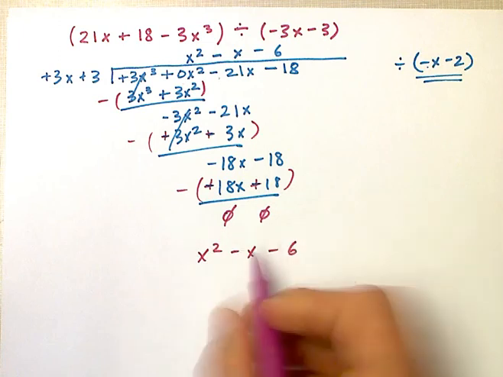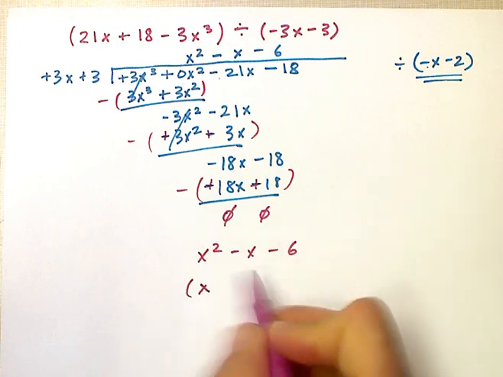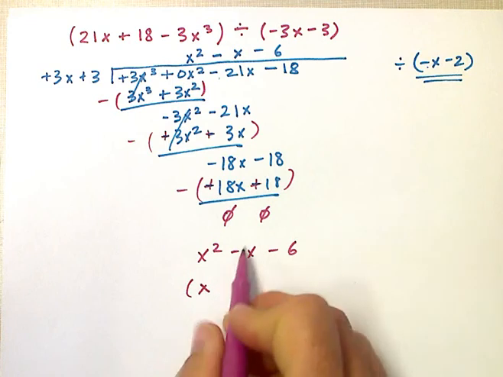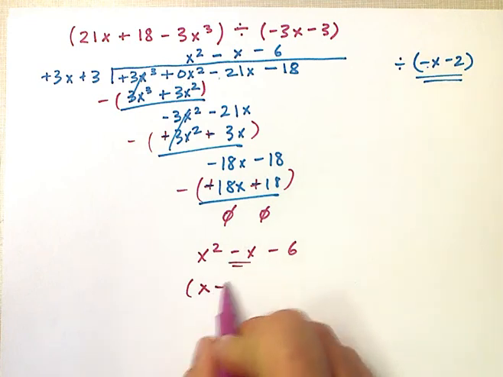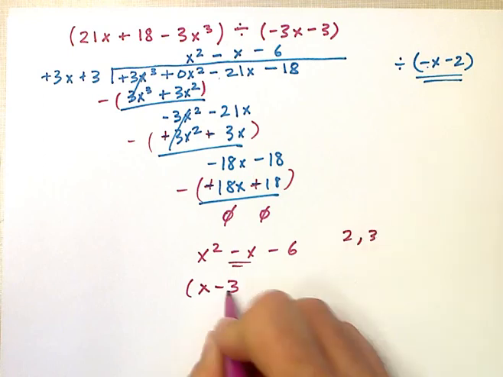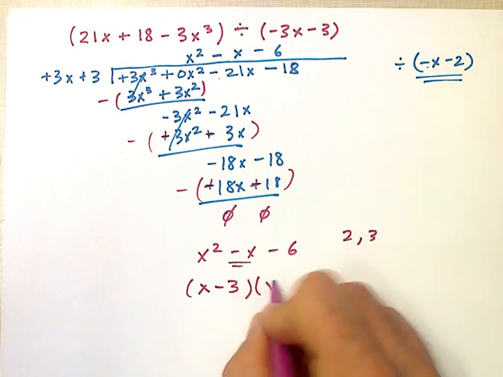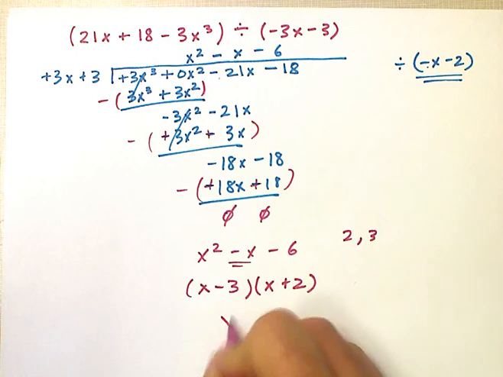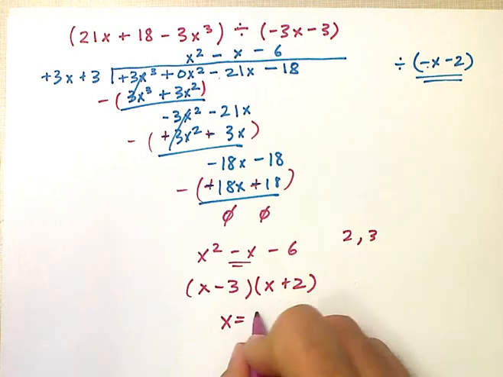I believe I can FOIL this to be x. The middle term is negative, so I'm going to make the bigger number 3 out of my factors 2 and 3. I'm going to make the bigger number negative, x minus 3, x plus 2, which would make my zeros positive 3 and negative 2.